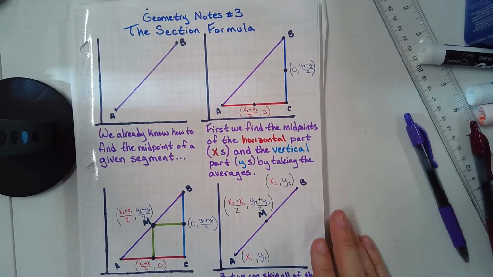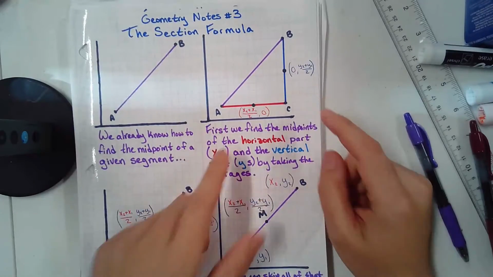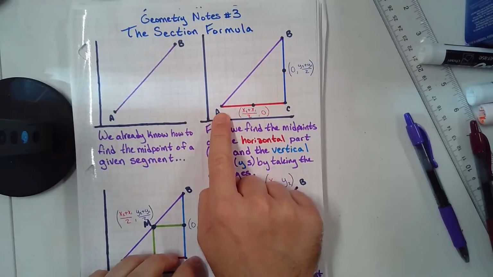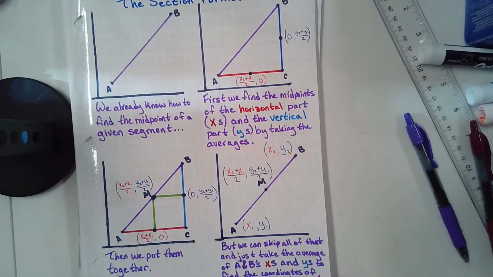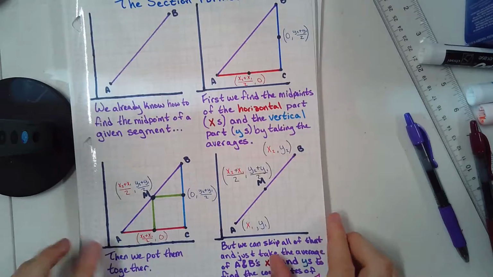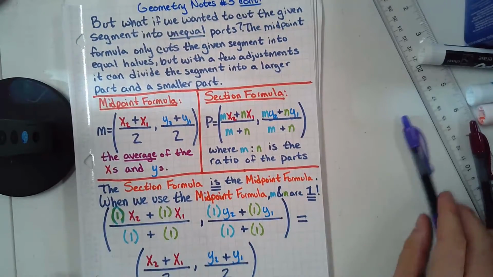Everything's fine. But all right, so section formula. We already know how to find the midpoint of a given segment, right? We can either do it algebraically or geometrically. Geometrically, find the half point here, half point there, connect them. Boom! There's your midpoint. And there's the algebra to go with it. We talked about midpoint formula and section formula yesterday very briefly.